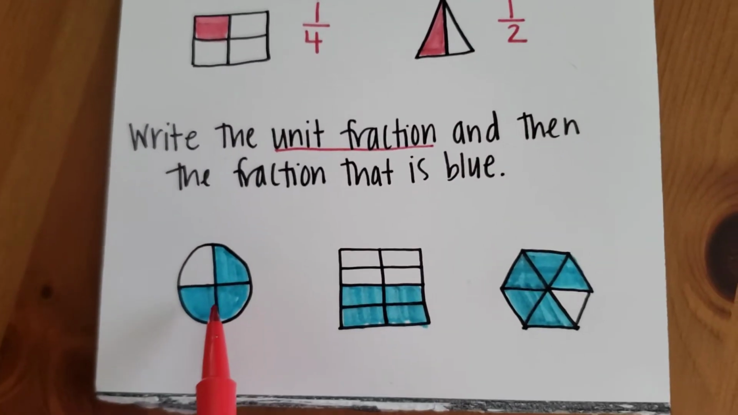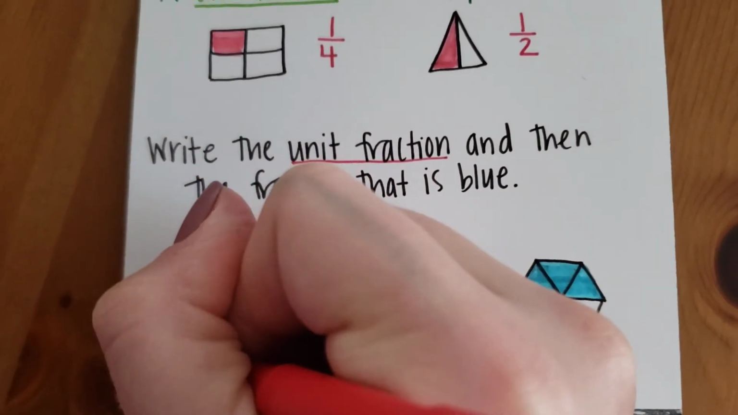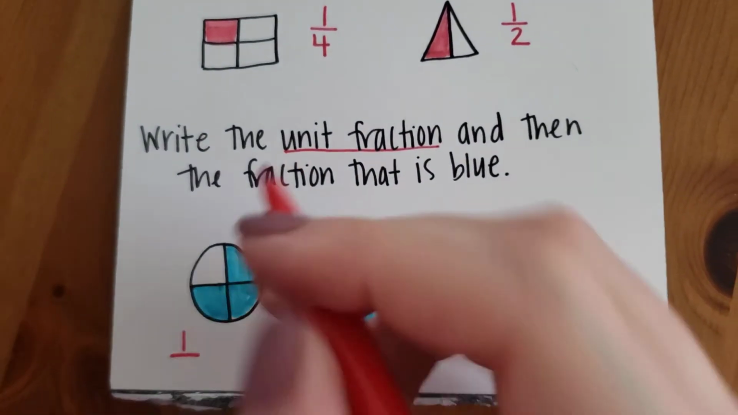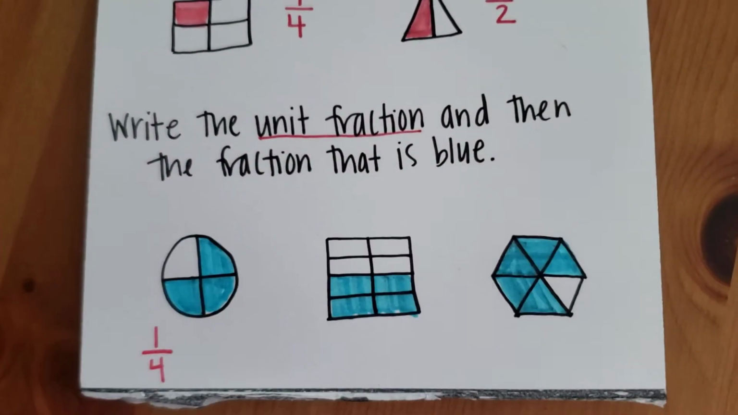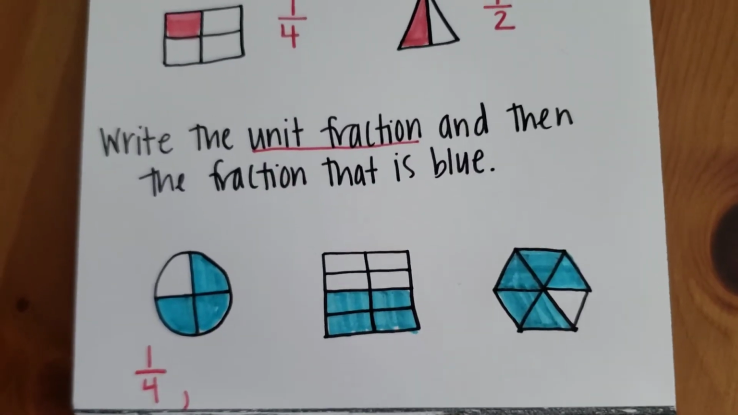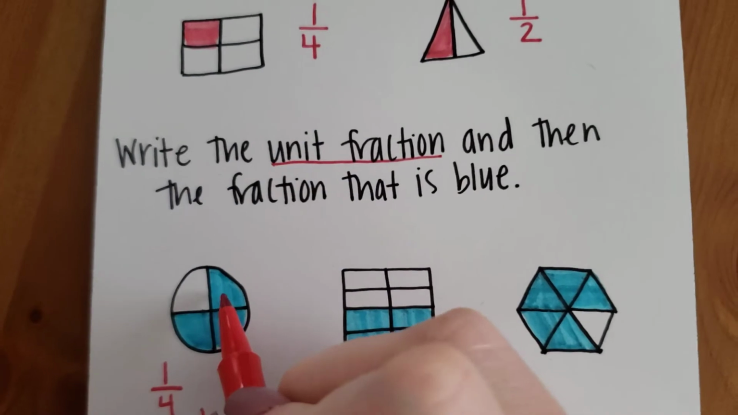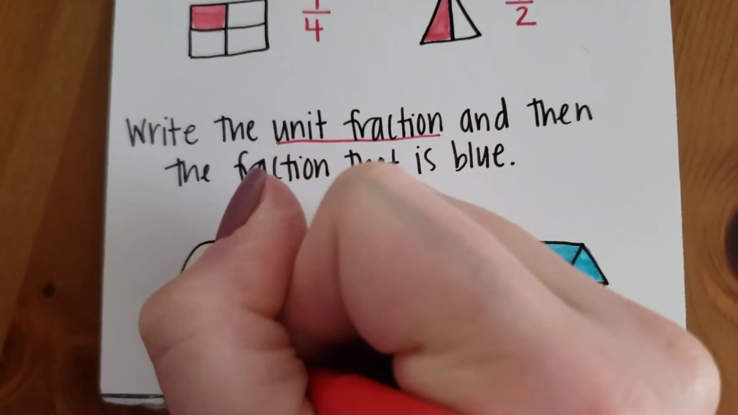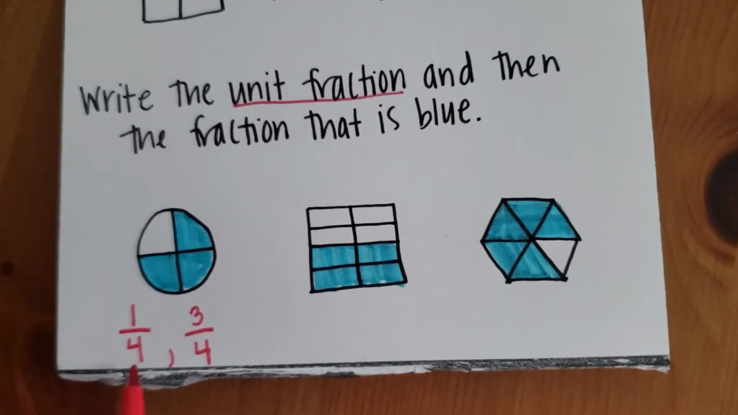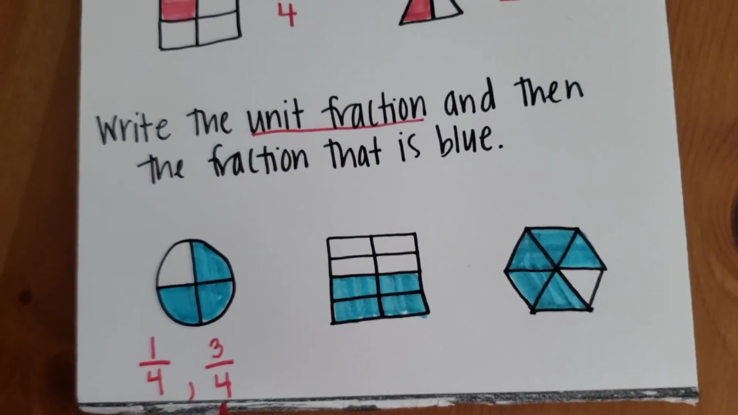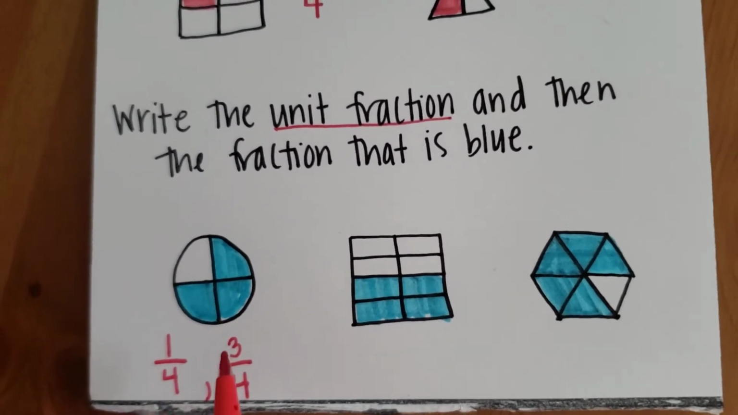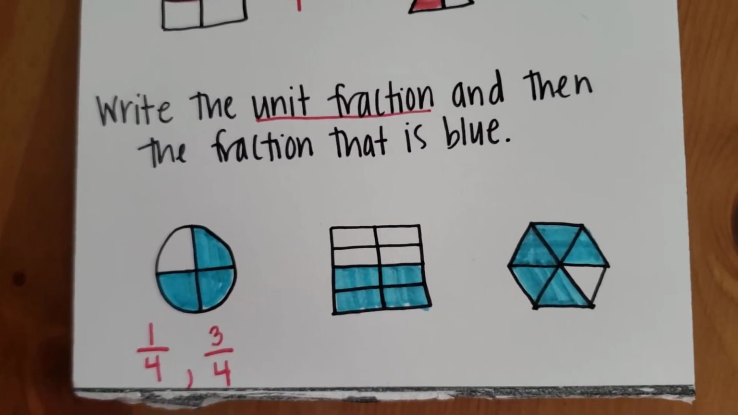So the unit fraction of this picture here, we have already talked about, is going to be 1 over, and there's 1, 2, 3, 4 spots. So my unit fraction is 1/4. I also need to write my fraction that is blue. So there are 3 spots that are blue, and it's out of 4. So if you notice, my denominator is the same for both of these because it's out of 4 pieces, but my unit fraction is 1, and my fraction that is blue is 3.